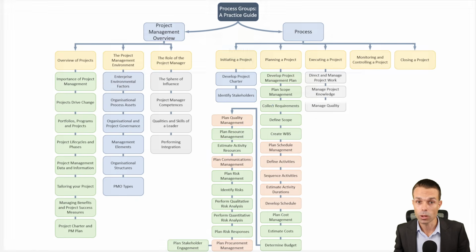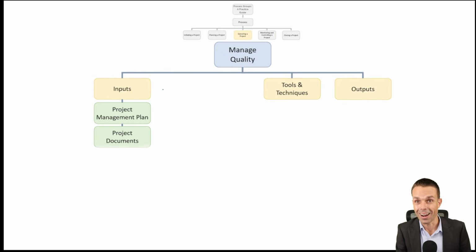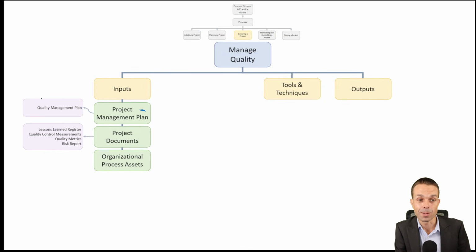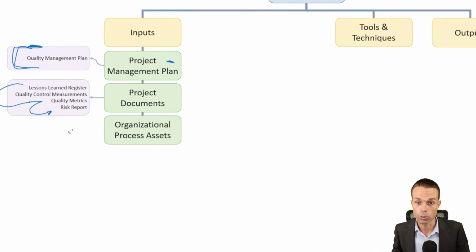So to manage quality as we execute our project, the inputs that we're going to need are our project management plan. So again, this is our quality management process that we have already planned out. Project documents, lessons or quality metrics, risks that come up, and organizational process assets for templates or tools.